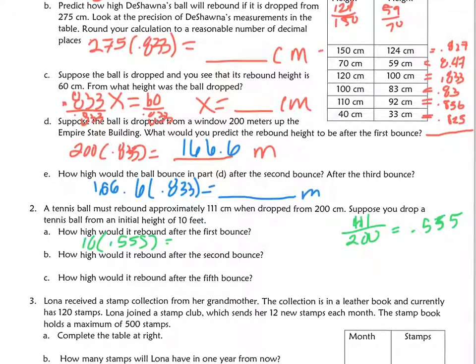It equals a number. You take that number, you multiply it times 0.555, and you get the second number. Then it says, how high would it rebound after the fifth bounce? Now, you could take what you came up for the second bounce, multiply it times 0.555 for the third, and then times 0.555 for the fourth, and then times 0.555 for the fifth, or you could do this.